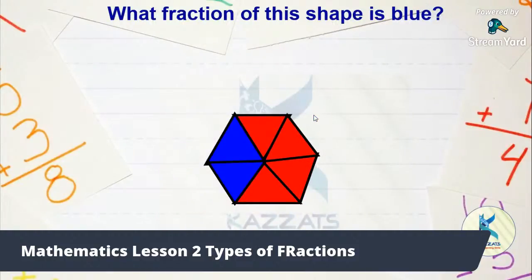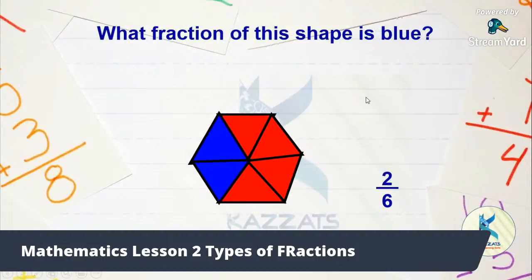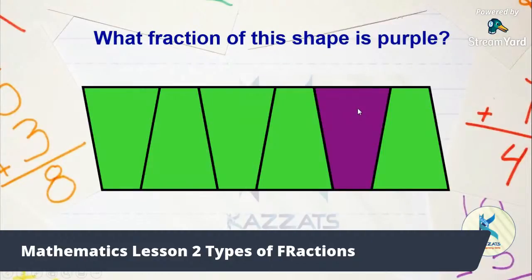This is a little complicated figure. What fraction of the shape is blue? Now we count the parts: 1, 2, 3, 4, 5, 6. 6 equal parts, so the denominator is 6 and 2 of them are blue. We can write it as 2 over 6. But can you see that it can be written in another way as well? If we consider these two as one part, these two as one and these two as one, it can also be written as 1 over 3.